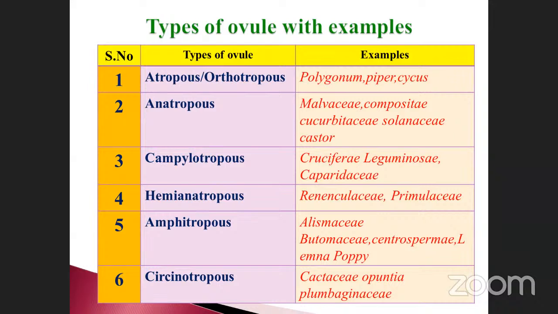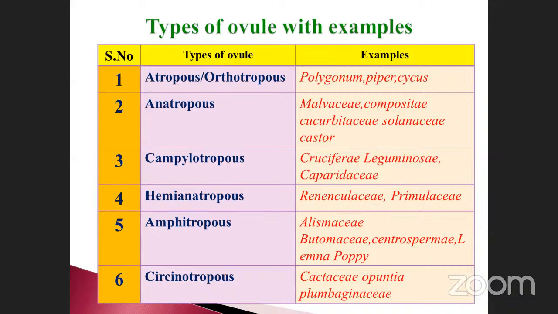And amphitropous: Alismataceae, Butomaceae, Centrospermae, Lemnaceae. These are the other ones. Last one, circinotropous. Here, what is that? Opuntia, Cactaceae. Opuntia. These are the examples given. Just go through them, very, very important things.